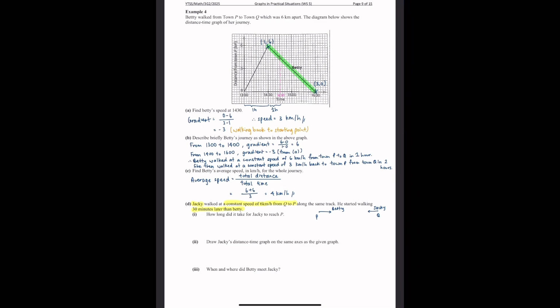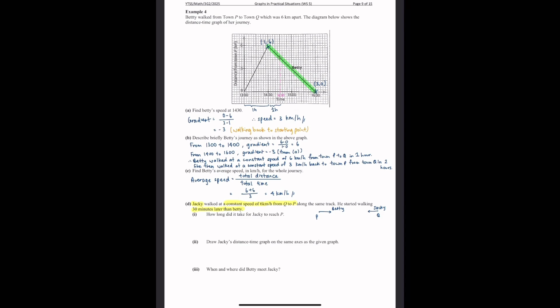For part D, now a new person is introduced called Jackie, who walked at a constant speed of 6 kilometers per hour. Take note, this is from Q to P. Betty walked from P to Q. I drew a diagram here for you to understand better. Town P, Betty walked from town P. Town Q, Jackie walked from town Q. So they are walking in opposite directions. Do note also, Jackie started walking 30 minutes later than Betty.